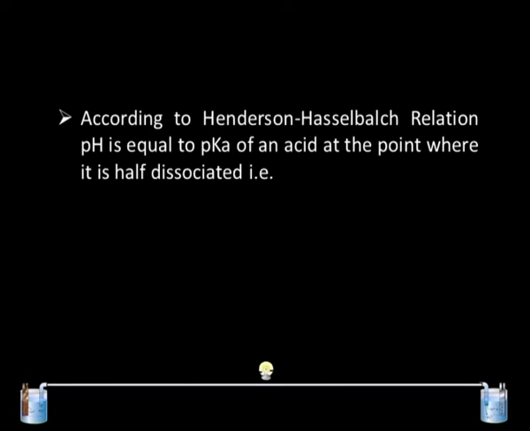This equation relating pH and pKa is an extremely useful relation known as Henderson-Hasselbalch relation. According to this relation, pH is equal to pKa of an acid at the point where it is half dissociated. For example, again consider the same relation. HA is giving H+ and A-.